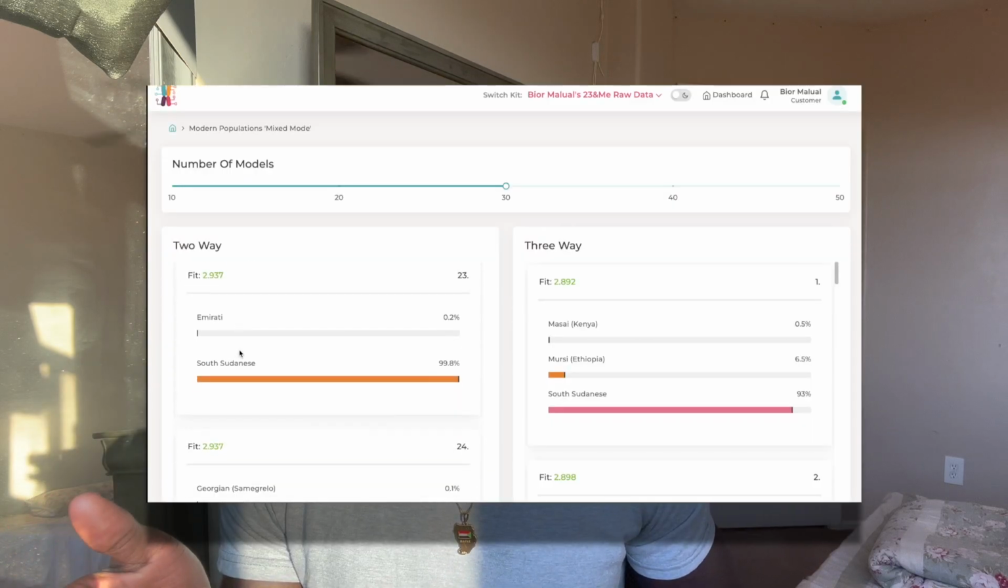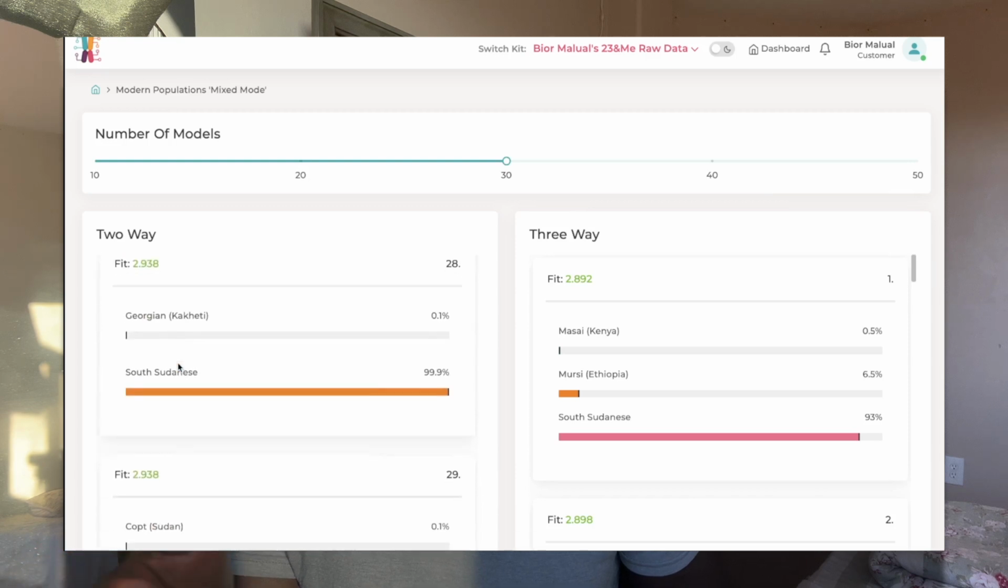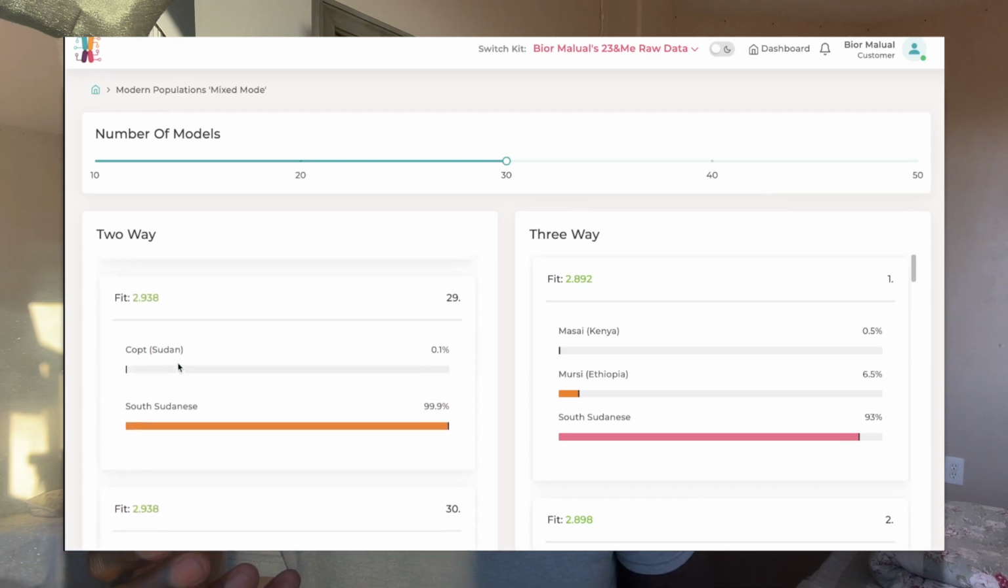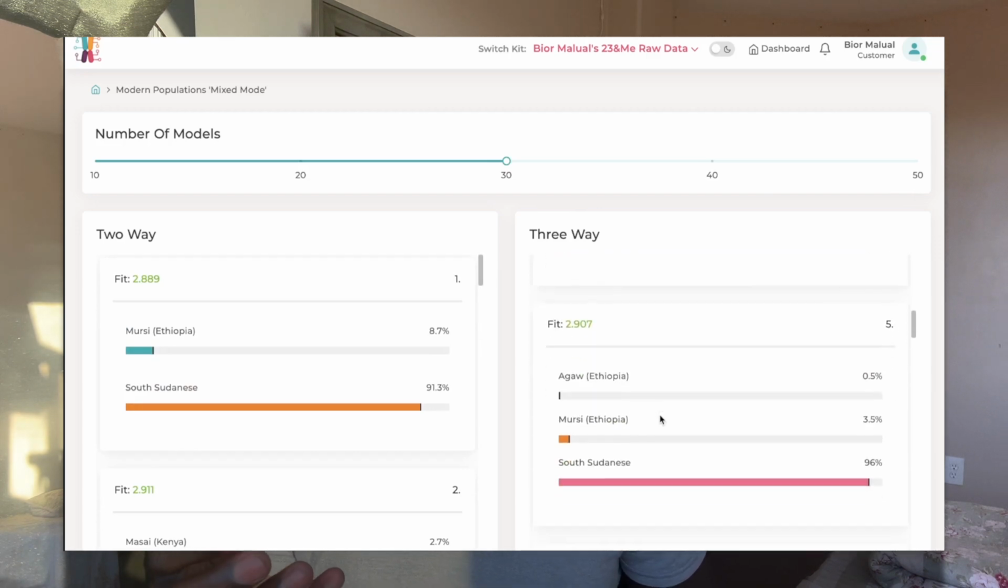So here I get Yemeni, then Saudi, then Emirati, Georgian, I think Copt comes here, Copt Egypt, and Georgian, all that type of stuff. And then you got the three-way breakdown here too, which is kind of nice. And yeah, that's pretty much it.